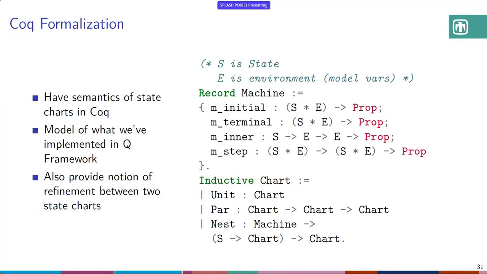And so we have the semantics of our state machines, or of our Q specs, which is a model of what we've implemented in Q framework. Q framework was written in Haskell, so we don't have this extraction or some verified implementation. However, you can see here that the machine and the chart are relatively simple, where we have some state and environment. We also prove in Coq refinement between two types of state charts. Now, we don't have the whole C semantics, but it's still useful to reason about these sorts of things.